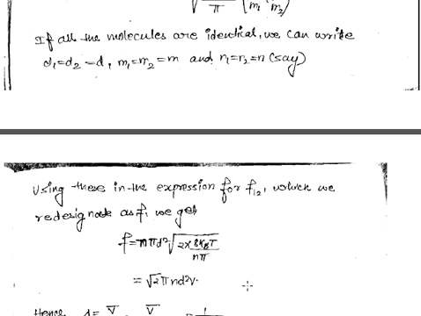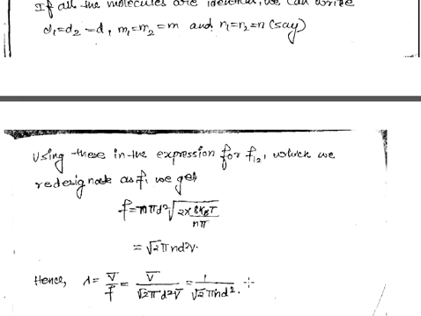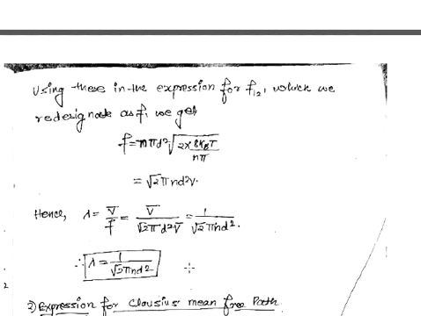Using this in the expression for f12, which we redesignate as f, we get f equal to n pi d square root over of 2 into 8 k_B T by pi m, equal to root 2 pi n d square v bar. Hence lambda equal to v bar by f, equal to v bar by root 2 pi d square n v bar, and this is how you will get the value of lambda. This is the expression for Maxwell mean free path.